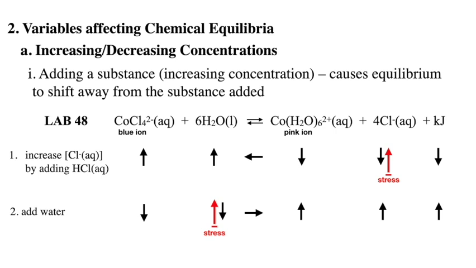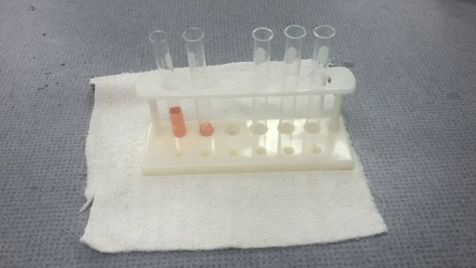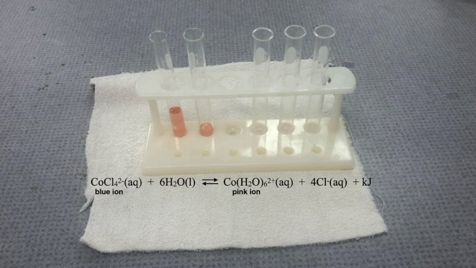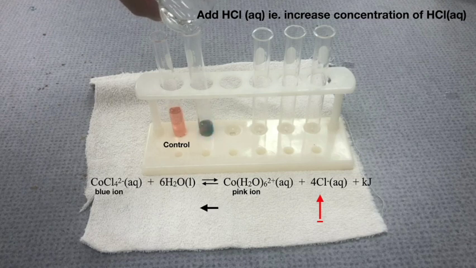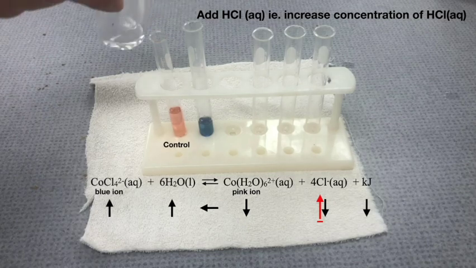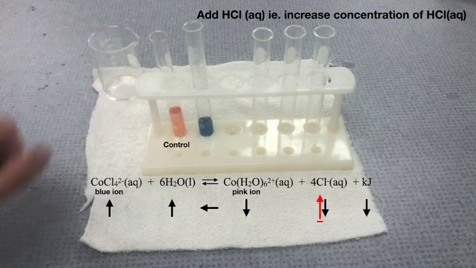Here is the demo in real life. You can see the system here. The test tube on the left contains all of those things. That's our control. And here I'm adding hydrochloric acid. So it should shift away, causing blue ion to go up and pink ion to go down. There, you see it turned blue.